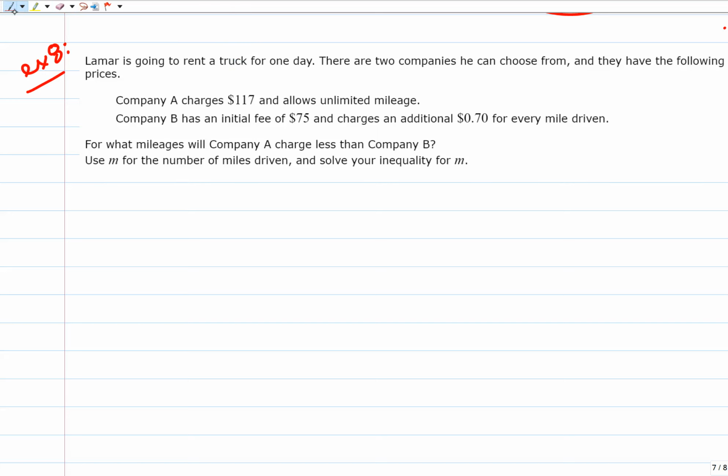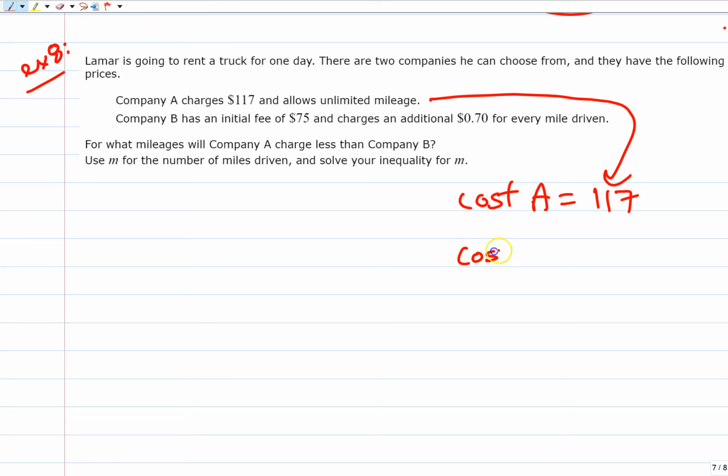Okay, so in this example, we basically have two different companies we can choose from as far as cost. What we're going to do is set up two different equations. Company A will have, from this statement, a cost for plan A. Well, what is the cost for plan A? That's just a blanket $117. Done, right?